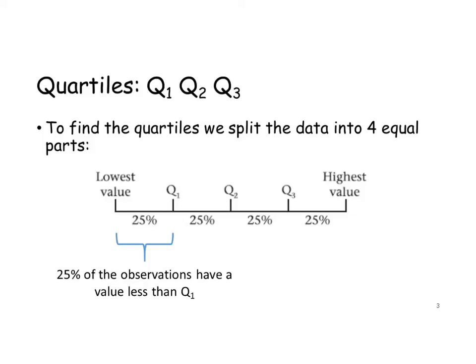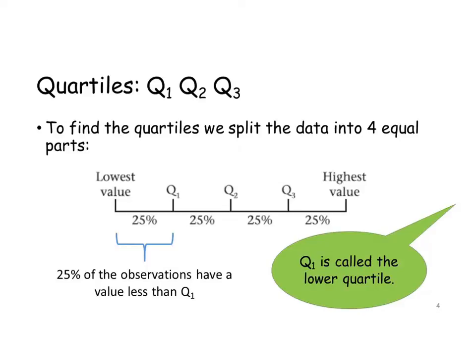Now move on to quartiles Q1, Q2 and Q3. And these correspond to particular data values in our data set. To find the quartiles, we split the data into 4 equal parts after we have put it in ascending order. 25% of the observations have a value of less than Q1. And Q1 is also called the lower quartile.